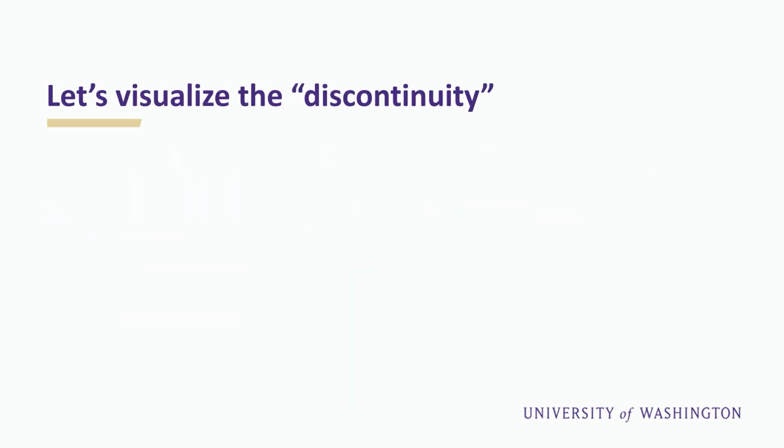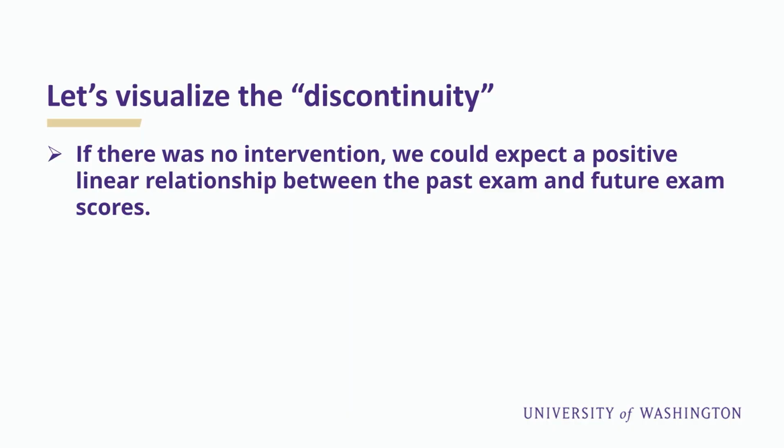And now we're ready to visualize the discontinuity. You've heard a lot about discontinuity, but we haven't seen it. Let's actually see it. So first, let's consider a regression line without any intervention, the relationship between their next score and the score prior to intervention. It's pretty common to expect a positive linear relationship between their prior exam and future exam scores, and possibly there's no discontinuity.